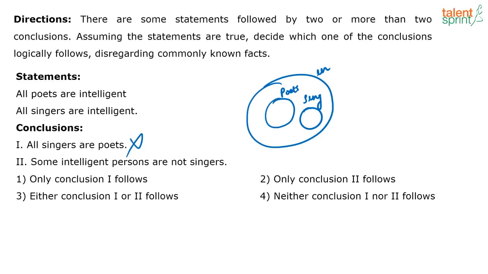Some intelligent persons are not singers. Again, we are not sure about that. Yes, might be all intelligent persons are singers. We don't know. So that is also not a definite conclusion. So here the answer is neither conclusion 1 nor conclusion 2 follows.